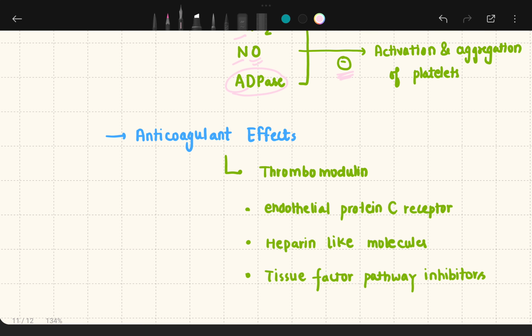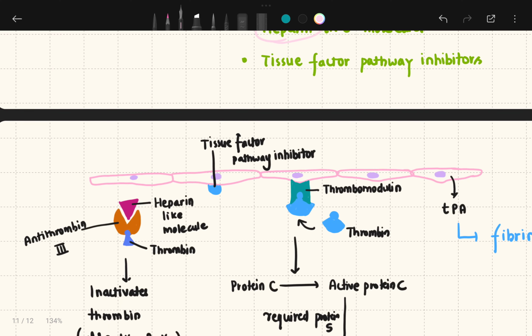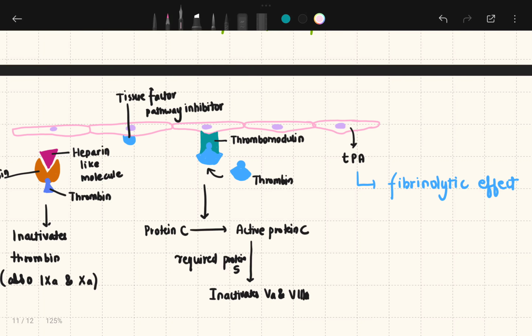Okay, the second effect that endothelium has is the anticoagulant effect. It secretes certain other factors also, like thrombomodulin, endothelial protein C receptor, heparin like molecules. We know that heparin is an anticoagulant. Heparin like molecules, tissue factor pathway inhibitors. So here in this diagram we can understand it very well. Here you can see this is an endothelium that I have made. This is endothelium, endothelial cells.